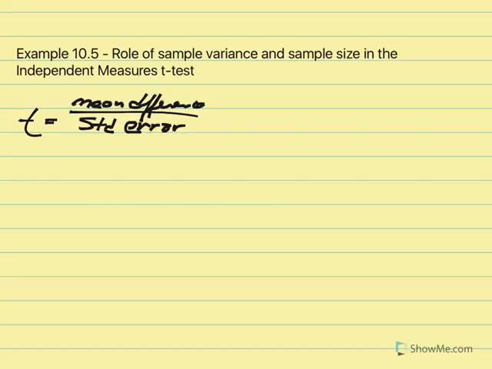Chapter 10, the t-test for two independent samples, Part 4. In this lecture, I'd like to discuss the role of sample variance and sample size in the independent measures t-test.